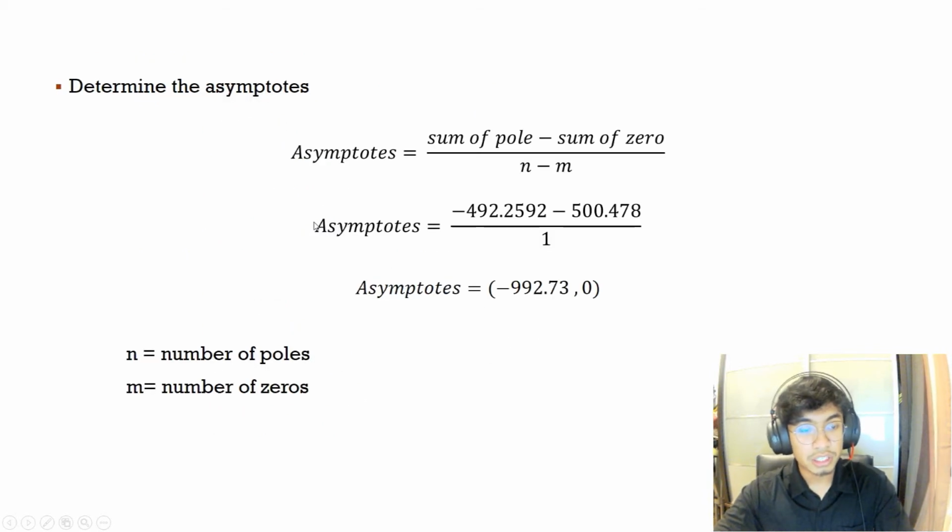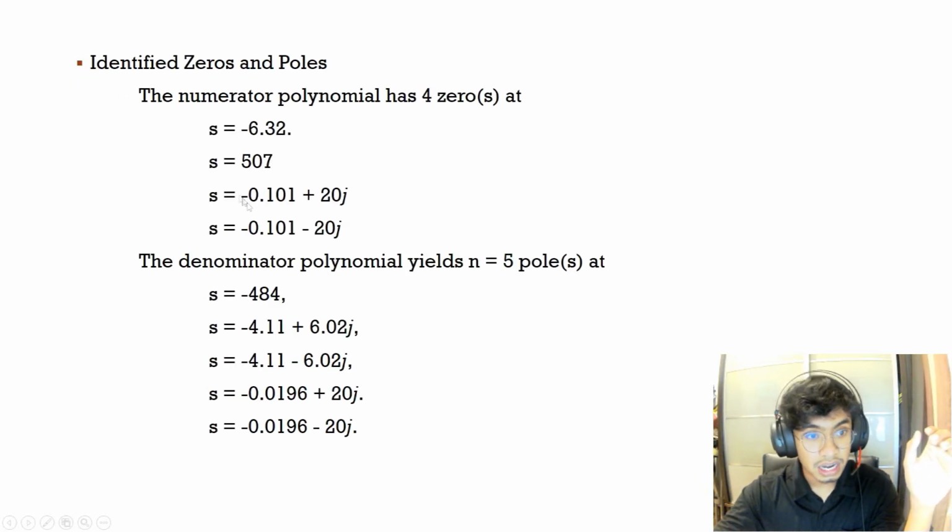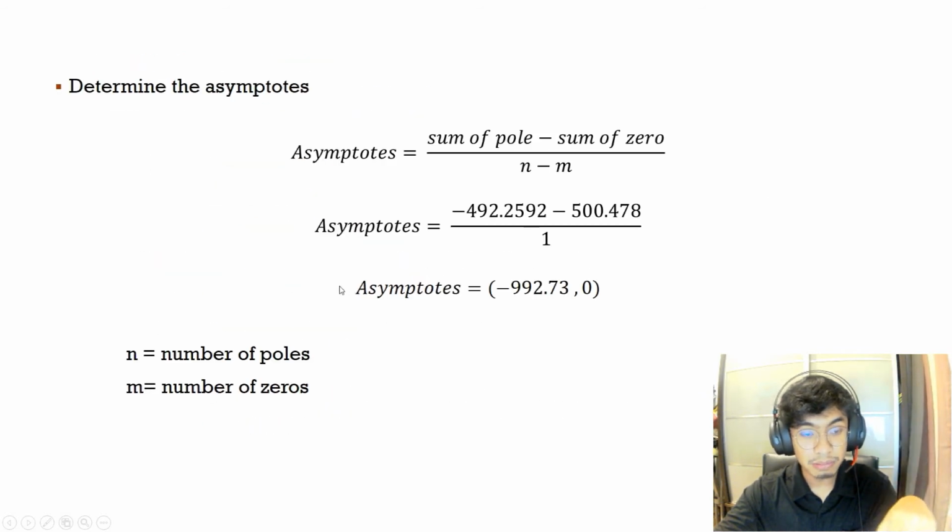Okay, next, in order to draw the root locus, we need to determine the asymptotes, also called the centroid for our root locus. The formula for the asymptote is the sum of poles minus the sum of zeros, over n minus m, where n is the number of poles and m is the number of zeros. We need to be careful here because the sum of poles is the sum of the poles, while n here is the number of poles, which is 5, 1 2 3 4 5, and m is the number of zeros, which is 4. For the sum we need to add all these values into the sum of poles.